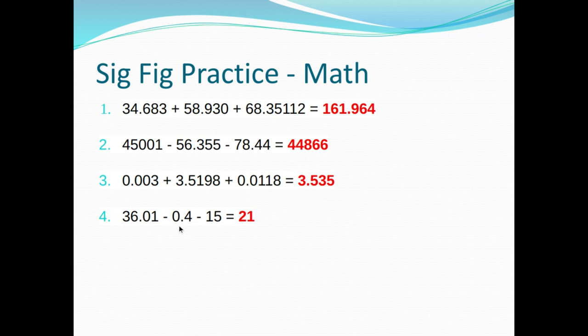36.01 minus 0.4 minus 15 equals 21. We had to round to 0 decimal places because this first number has 2 decimal places, the second number has 1 decimal place, and the third number has 0 decimal places. 0 is the least amount of decimal places, so my answer has to be rounded to 0 decimal places. So the answer is 21.